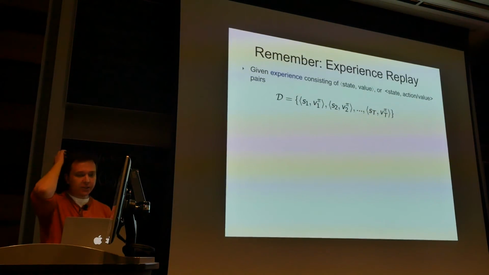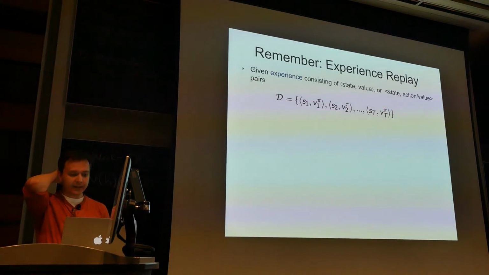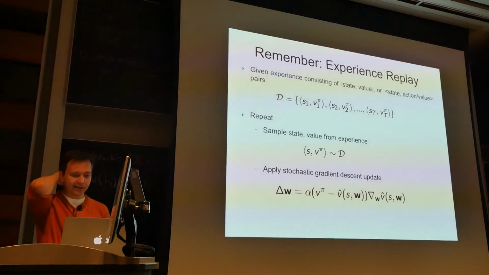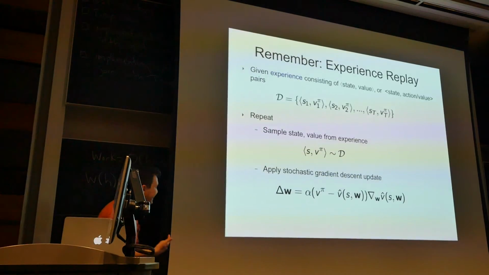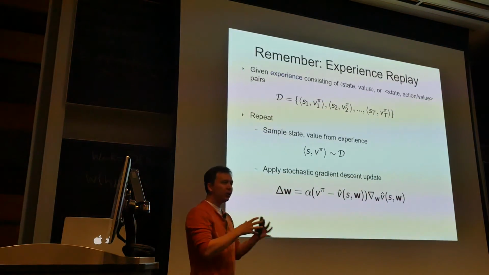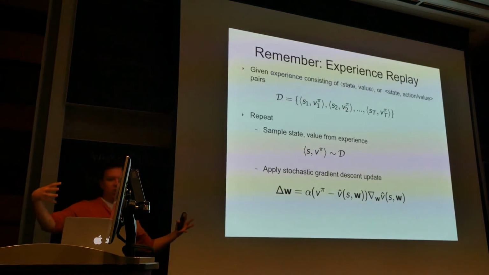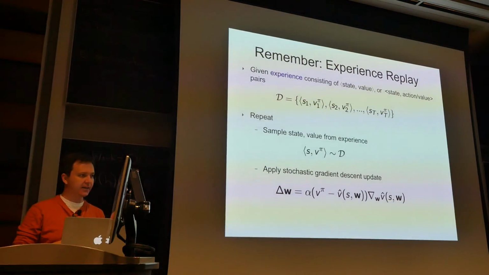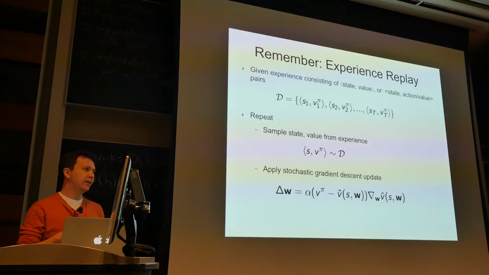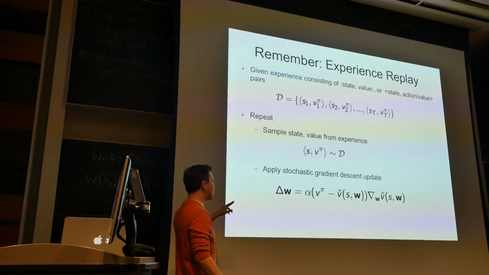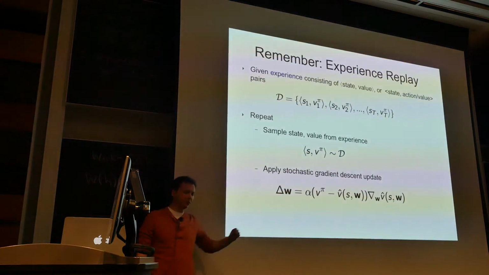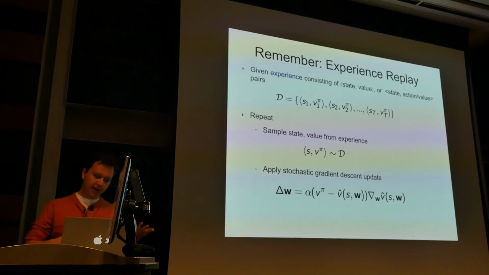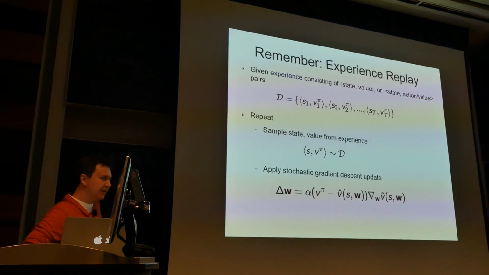Just as a reminder, remember when we looked at experience replay? This is just a slide from the previous lecture, which basically says that you want to create a data set, you sample the state values from the experience, and you just do stochastic gradient descent. This is a reminder for you to look back at the lectures where we looked at function approximators and experience replay.